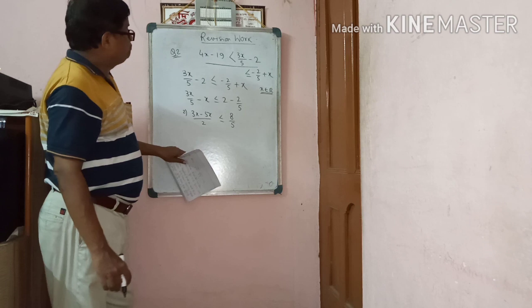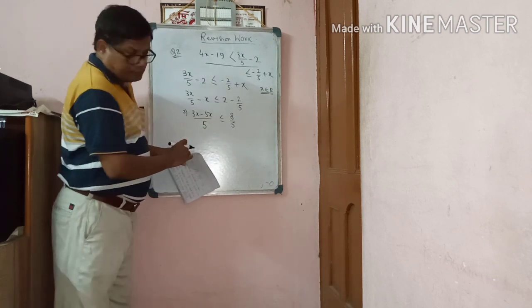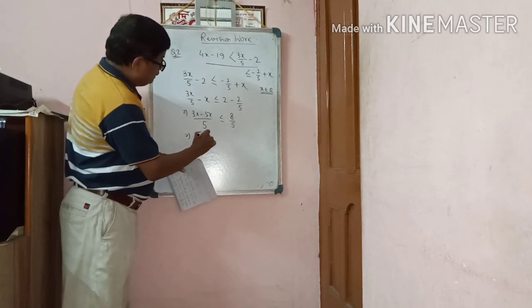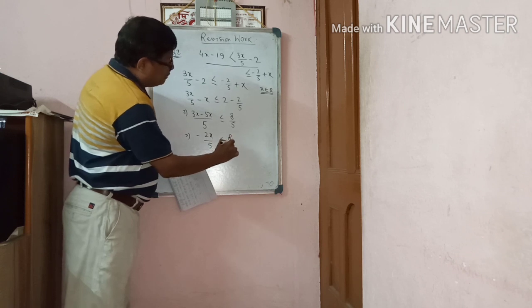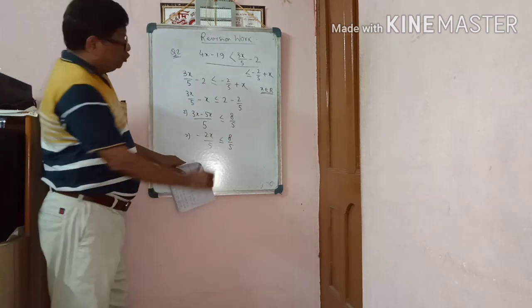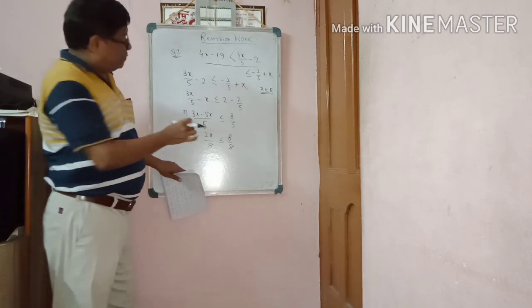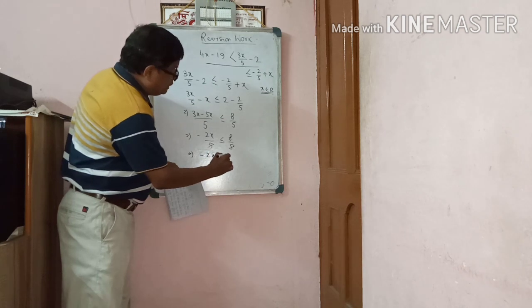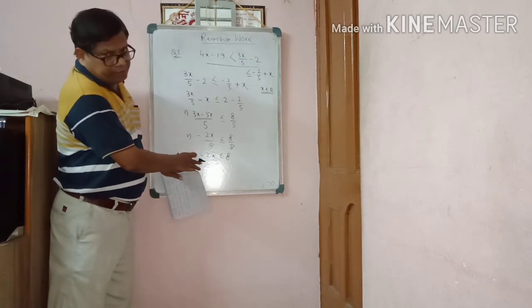Here write 5. 3x minus 5x by 5, so write minus 2x by 5 less than or equal to 8 by 5. Both 5 cancel. Now look at a very important place. Children, look at the board. See, the x side is negative.